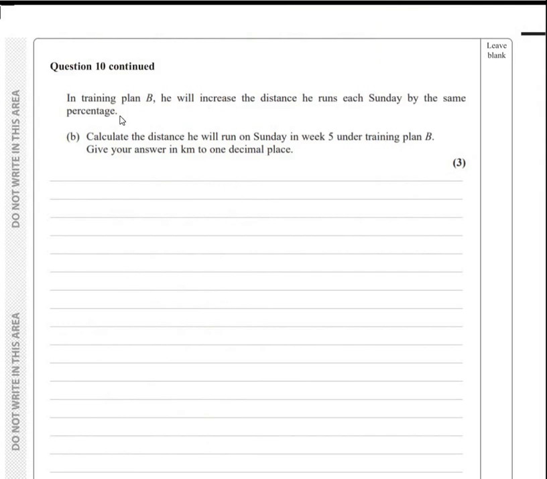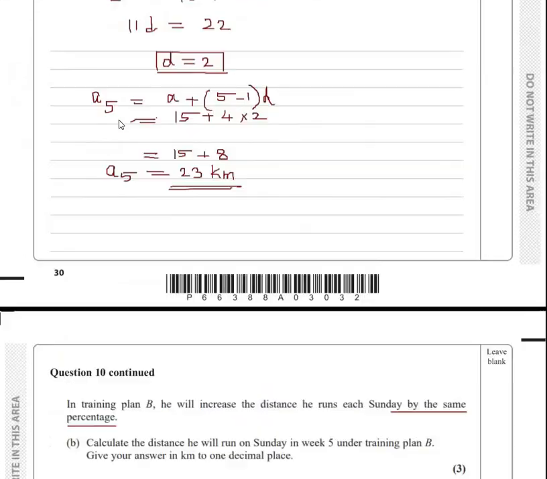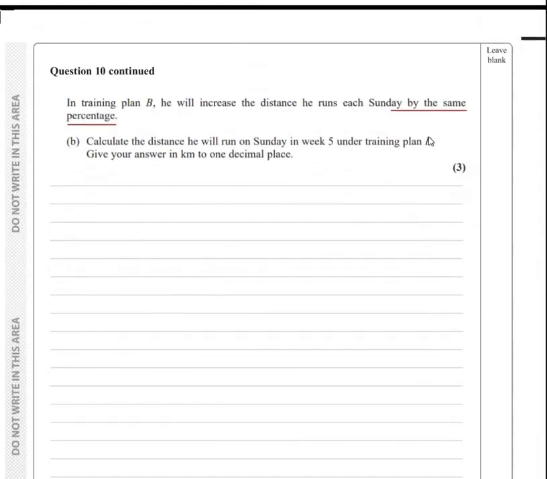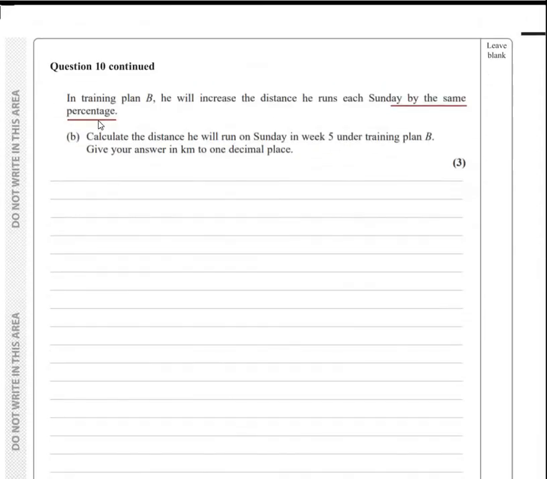Now let us look at question B. In training plan B, he will increase the distance he runs each Sunday by the same percentage. Now look at the wording. They have said by the same percentage. In the previous one, it was by the same amount. So you have to be careful about the words. Same amount means it belongs to arithmetic sequences, and if percentage, then it belongs to geometric sequences.